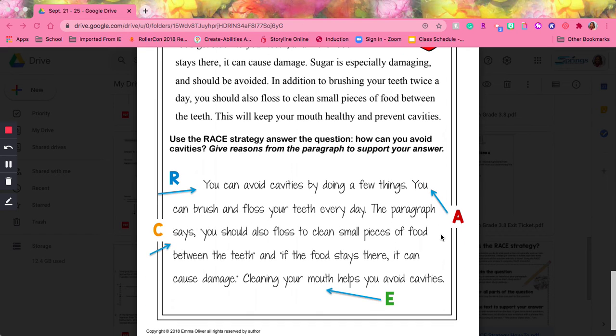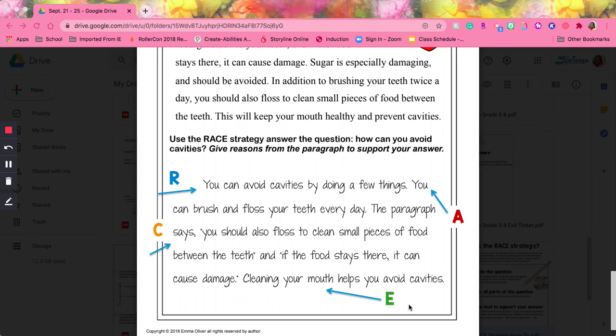So this is an example of how to answer that question, how can you avoid cavities, using the RACE strategy. So this person started by restating the question, saying you can avoid cavities by doing a few things. Then they answered the question, you can brush and floss your teeth every day. Then they cited evidence from the text. The paragraph says you should also floss to clean small pieces of food between the teeth. And if the food stays there, it can cause damage.